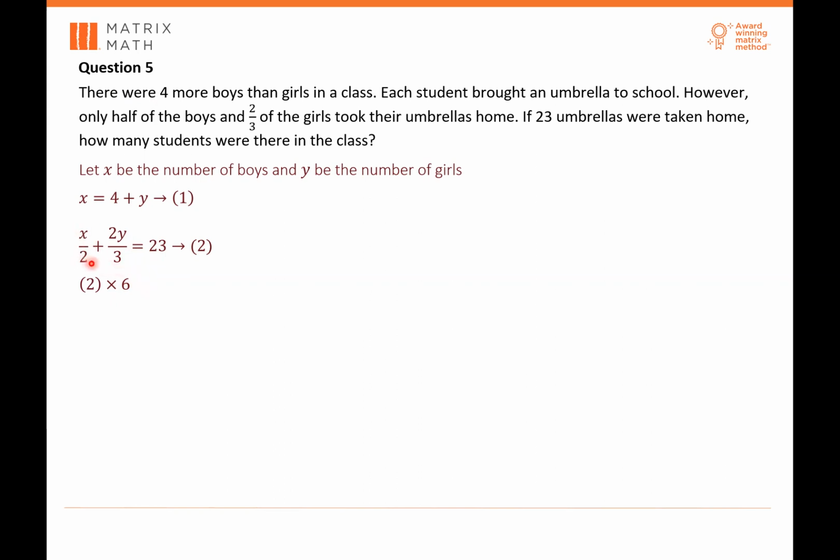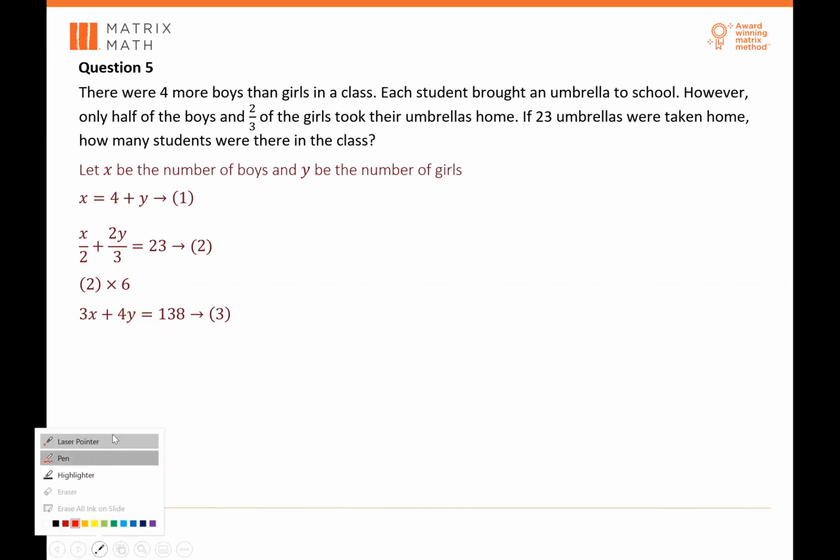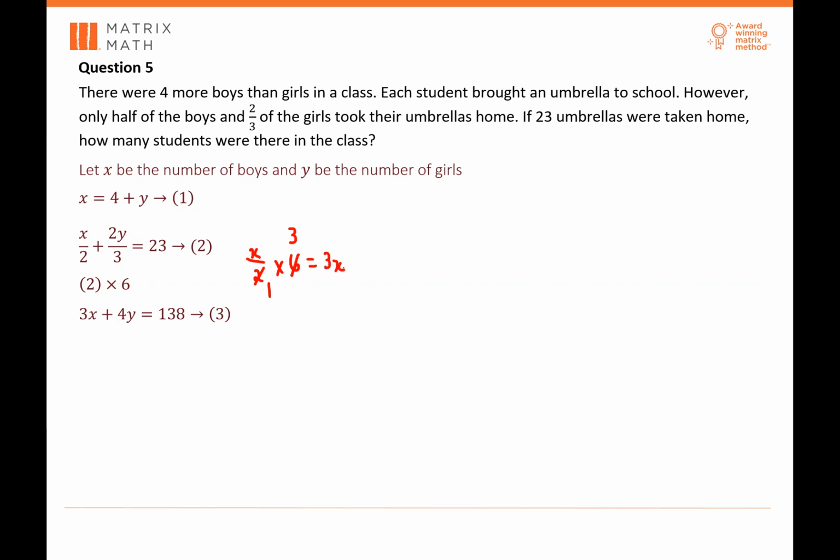So when you times this by 6, I get 3x. And then you times this by 6, you get your 4y equals 138. I will just show you how to get from here to here. If you have x over 2 and multiply this by 6, you can divide both of these by 2. So 6 divided by 2, you're left with 3. That's how I get my 3x. Same for my 2y over 3, you times by 6. 3 divided by 3 gives me 1. 6 divided by 3 gives me 2. I get my 4y. So that's how I get my 3x plus 4y equals 138.